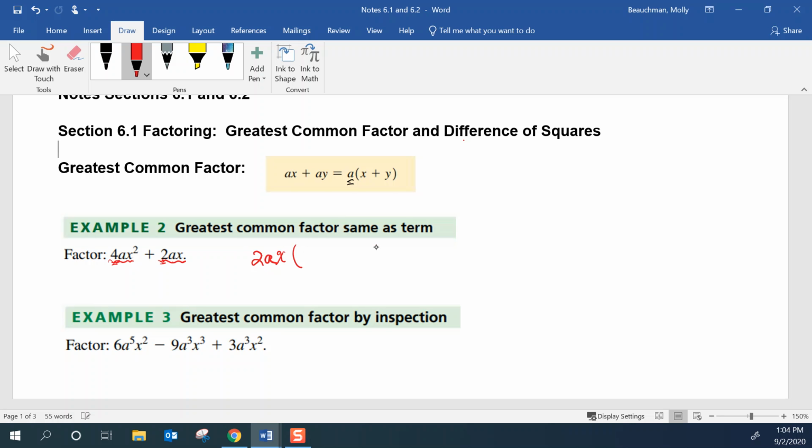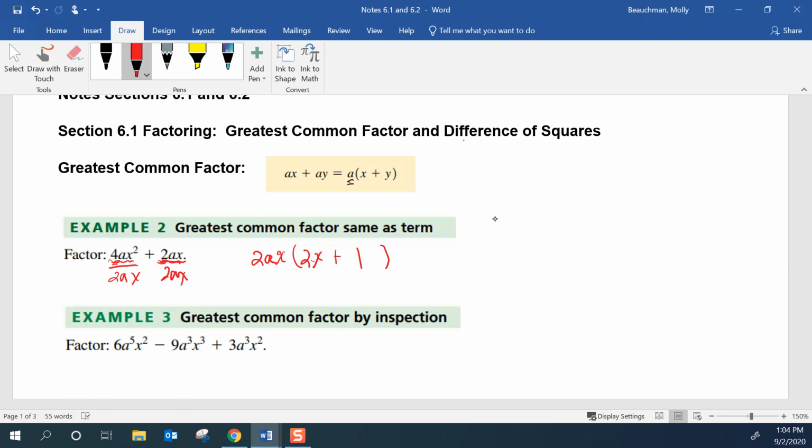So now we're going to divide each term by 2ax and see what's left, and that's what goes in the parentheses. If I take 4ax squared and divide by 2ax, 4 divided by 2 is 2. A divided by a cancel each other out. X squared divided by x is x. If I divide the second term by 2ax, notice they're the same. Anything divided by itself is 1.